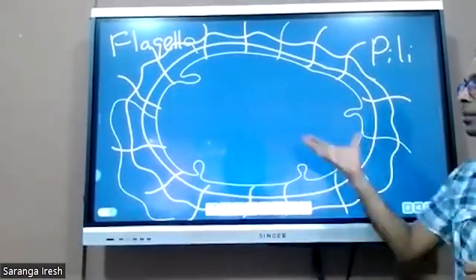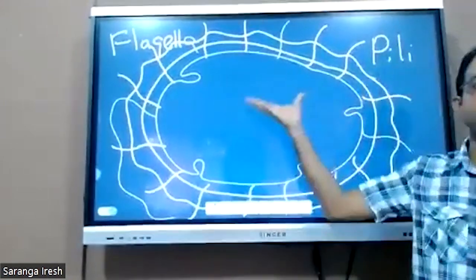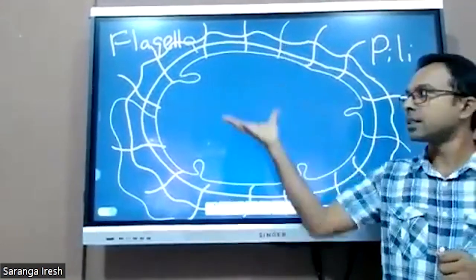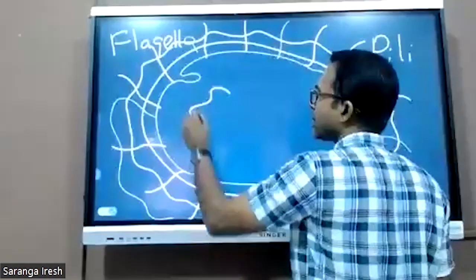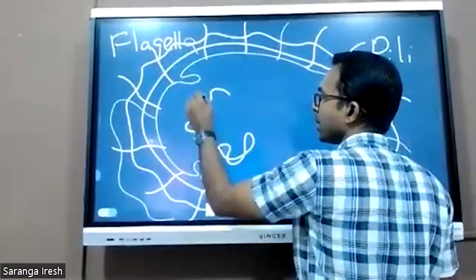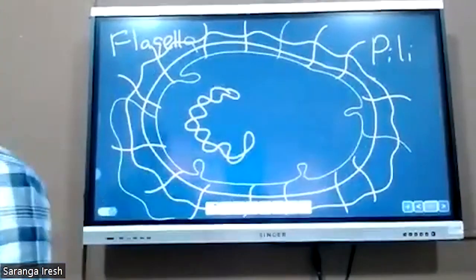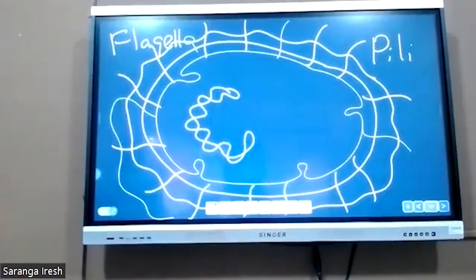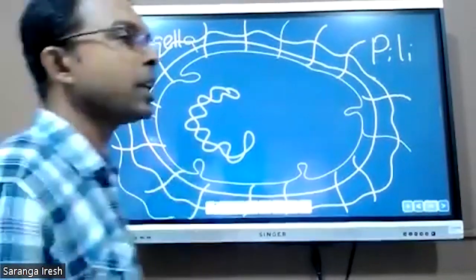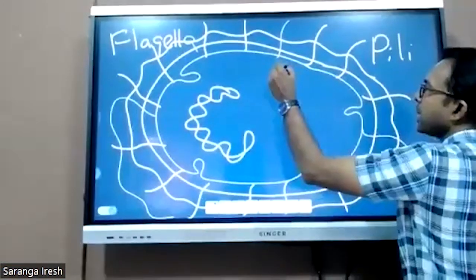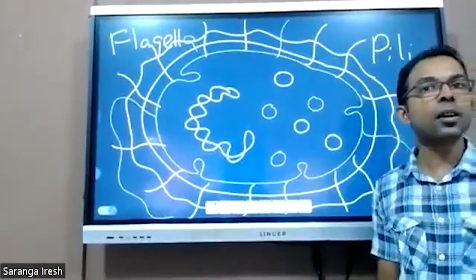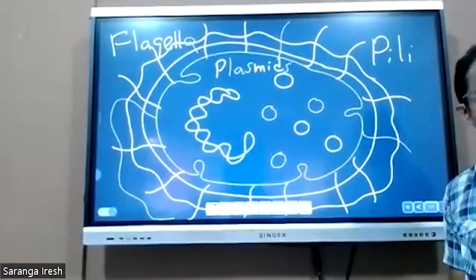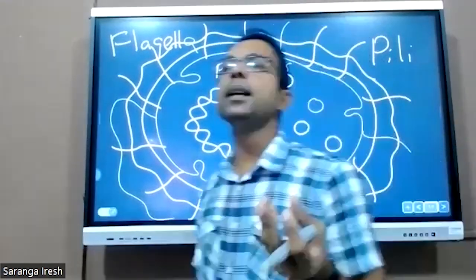And when we come to the inner part of the bacterial cell, that is the cytoplasm. This cytoplasm of the bacteria contains what? Can you remember? A large DNA molecule, which acts as their genetic material. So it is called the bacteriochromosome. This is a large DNA molecule. And also bacteria have very small circular DNA molecules, which are called plasmids. They are very small, simple DNA molecules.